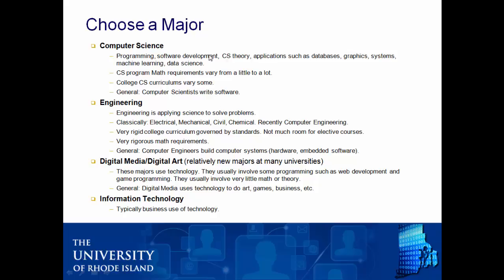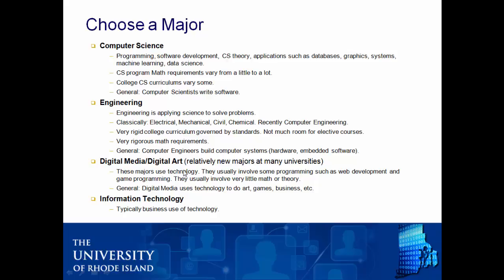Whereas computer science tends to be a little less rigid, and particularly if you do a Bachelor of Arts, which I'll talk about in a moment, you have more flexibility in your schedule to add a second major, a minor, or to take courses of interest. Whereas engineering tends to be rigid in that you have to take a certain set of courses, very intense in math and engineering.